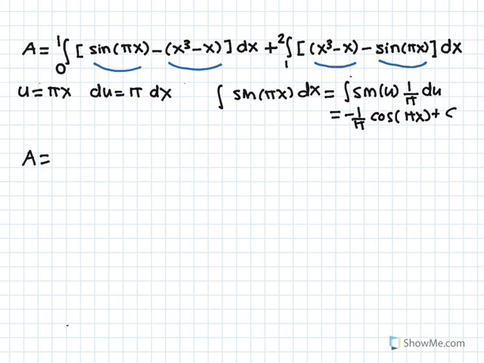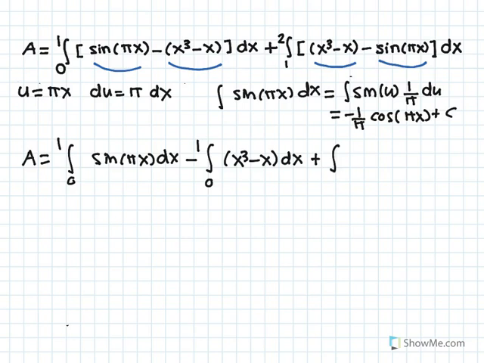Area is equal to the integral of sine of pi x. Let's actually split up these integrals. It's easier to solve them. So the integral from 0 to 1 of sine of pi x dx, minus the integral from 0 to 1 of x cubed minus x dx, plus the integral from 1 to 2 of x cubed minus x dx, minus the integral from 1 to 2 of sine of pi x dx.